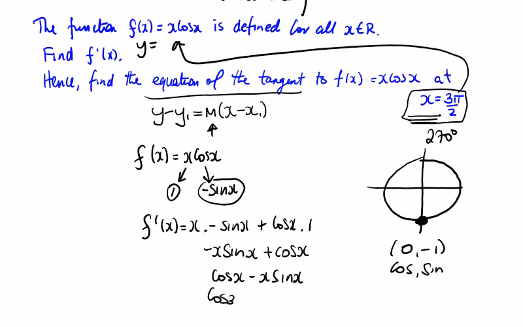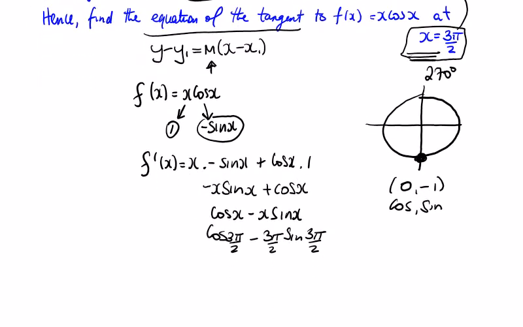So put the values in anyway, it's in radians: cos of 3 pi over 2 minus x times, well, x is 3 pi over 2, minus 3 pi over 2 times the sine of x, which is going to give us a plus 3 pi over 2, the sine of 3 pi over 2. So this is going to be 0, this one. Now we're going to have minus 3 pi over 2 times minus 1. So the slope of this function at this point is 3 pi over 2.